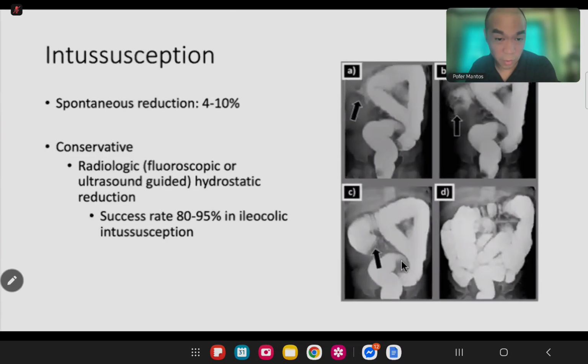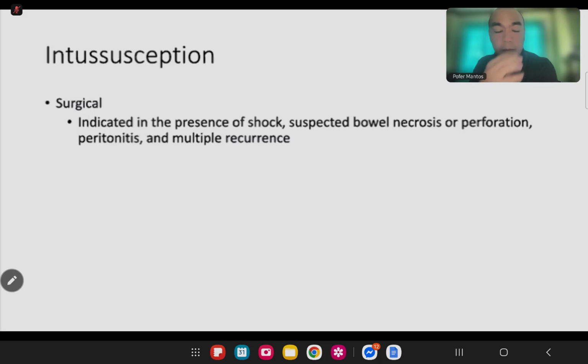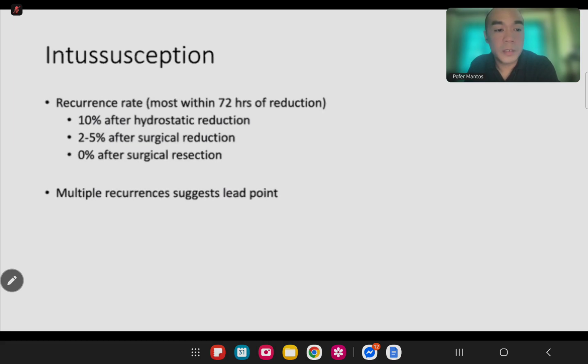And then there's already a flow of the contrast. However, in cases where there's already shock, or suspicion of necrosis or perforation or peritonitis, if the abdomen is already tender, then surgery should be done already. And also for those patients who underwent conservative treatment but intussusception recurred, surgery is already indicated for such cases.